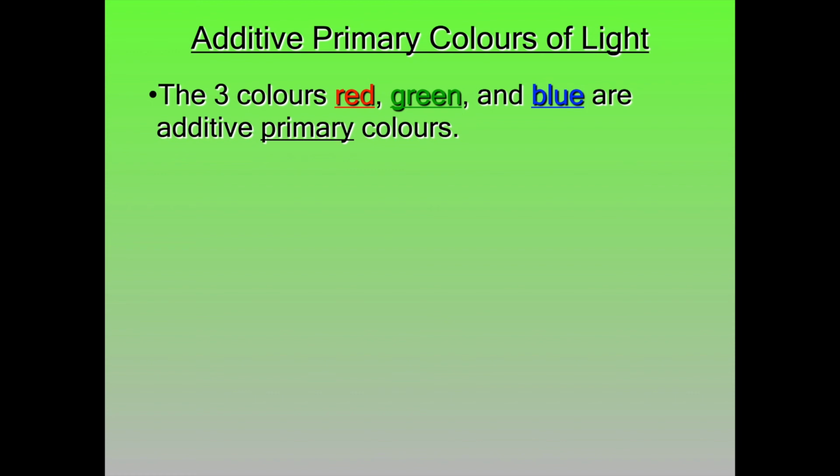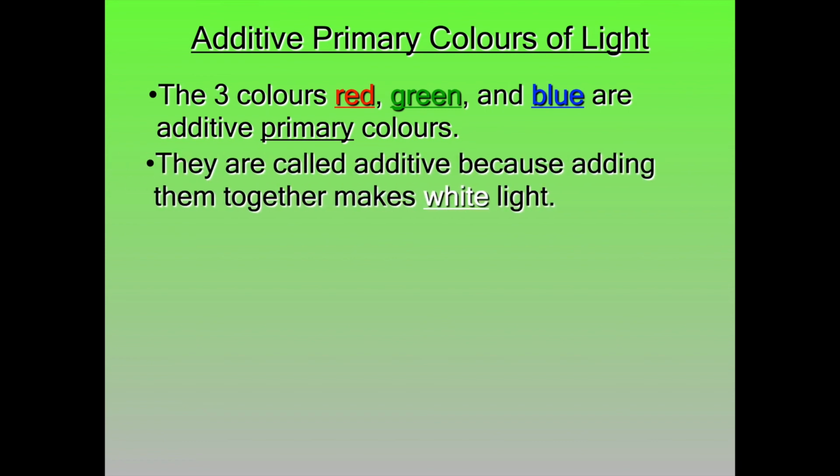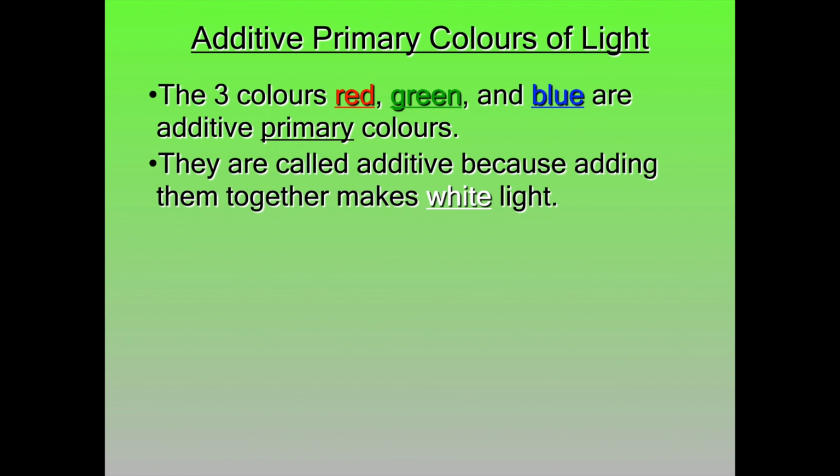So those are called pigments. And in art, the primary colors are red, yellow, and blue. With light, it's actually red, green, and blue. And those are called additive colors because when you add them together, what color do you get? That's right, it makes white light. So adding those three colors together will make white light.